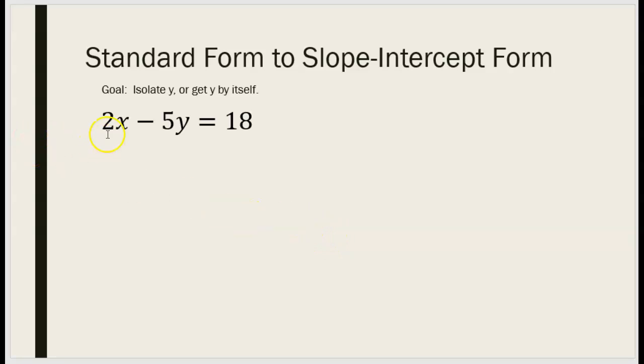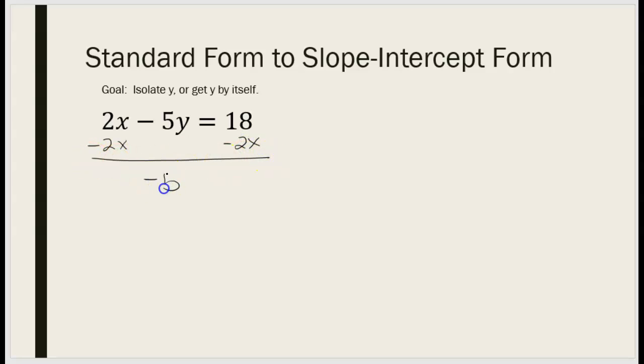Again, we're starting in standard form. Our goal is to isolate y or get y all by itself. Okay, we're going to go through a very similar process. My 2x is the thing that has to go away first, because remember I have to isolate this negative 5y term. So in order to do that, I have to get rid of the positive 2x. I'm going to do that with a negative 2x on both sides of the equal sign.